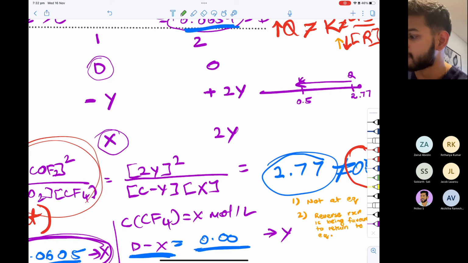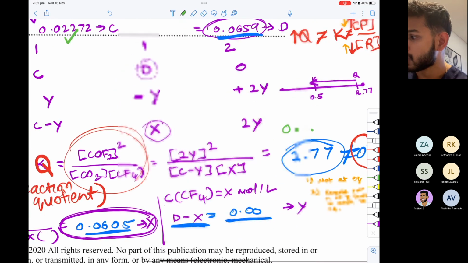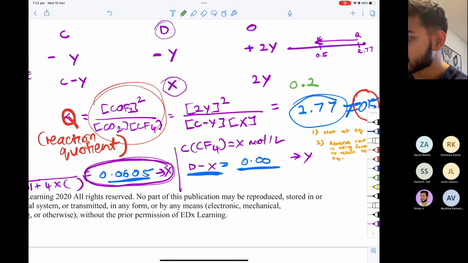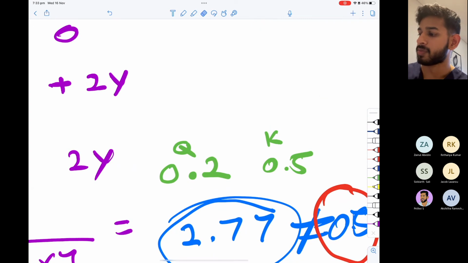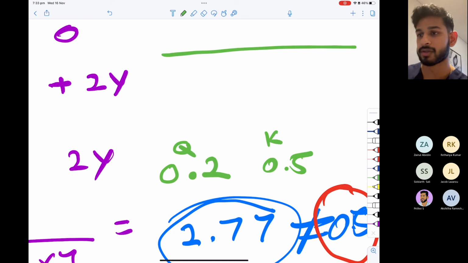So let's say that Sid's found out that Q, our reaction quotient, is equal to 0.2 when K is equal to 0.5. So again, actually, is the system at equilibrium in this new example? No, right? So that's the first thing she can tell me. And actually, which reaction is going to be favored at this point in time to return to equilibrium? The forward reaction. Easy, right?